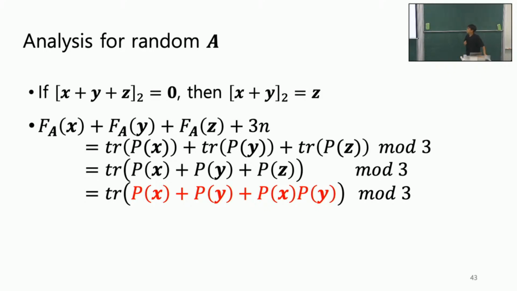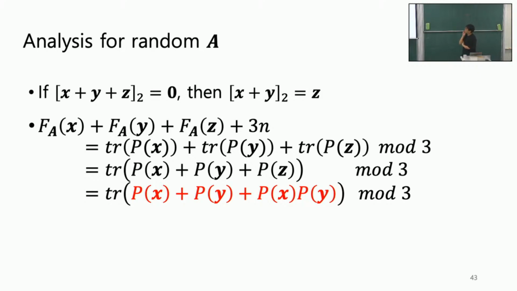If X plus Y plus Z is equal to 0, then without loss of generality, we can assume that X plus Y is equal to Z. Then for such X, Y, Z vectors, we can show that their summations can be represented by the trace of Px plus Py plus P of X plus P of Y in modulo 3.